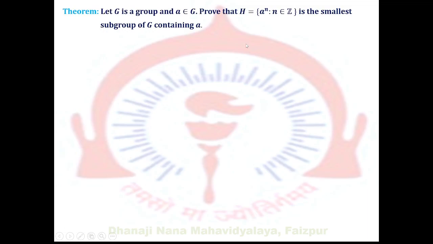Then we have the next theorem. Let G be a group and a belongs to G. Then prove that H is equal to the set of all a raised to n such that n belongs to Z is the smallest subgroup of G containing a. So here H is the smallest subgroup of G containing a, that we have to show. So let H be equal to the set of all a raised to n such that n belongs to Z.